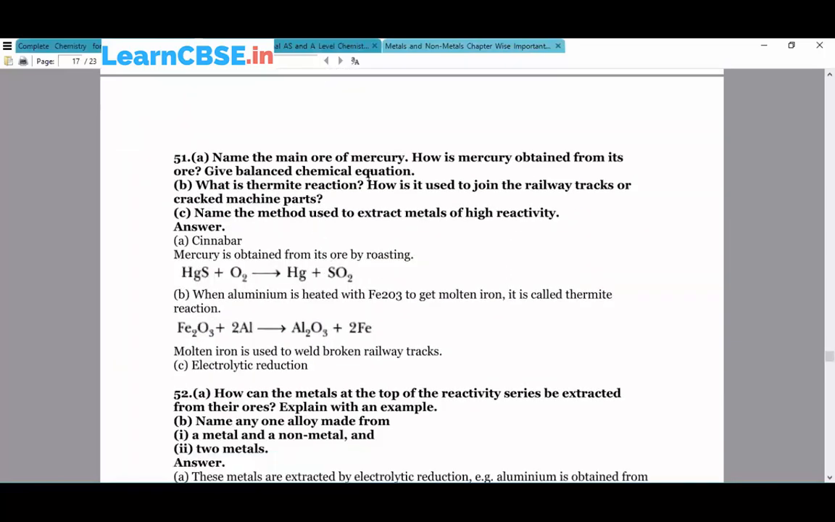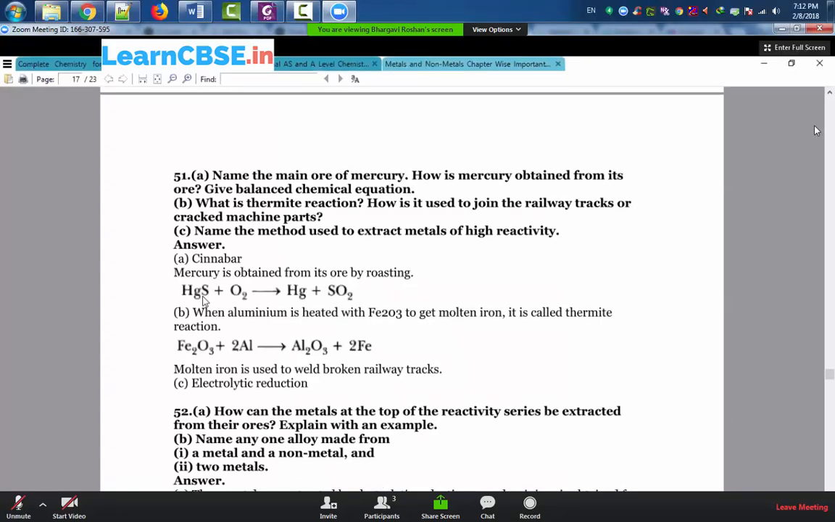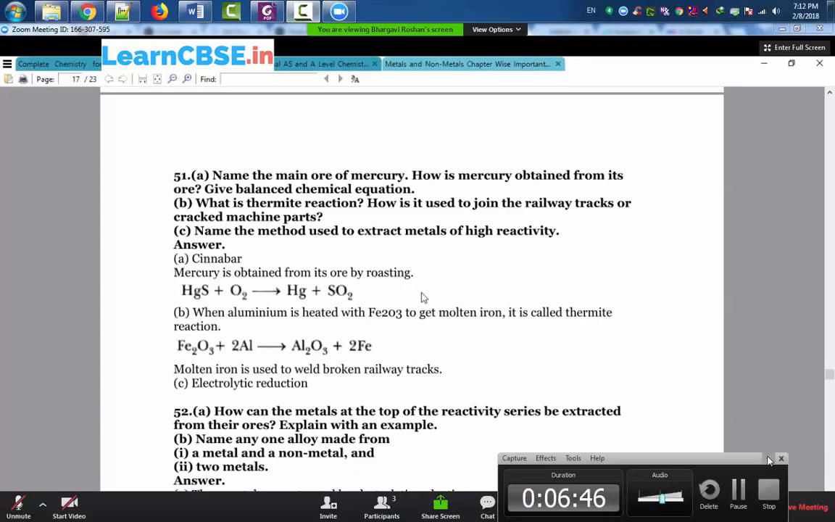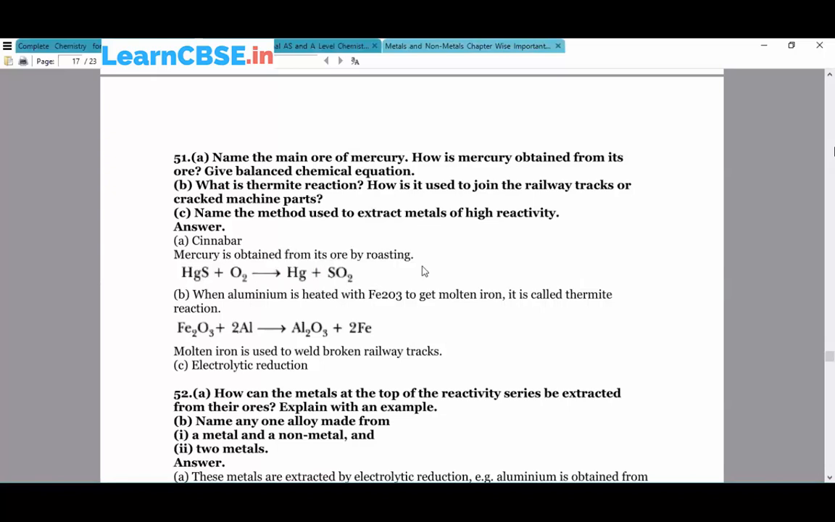Name the main ore of mercury. How is mercury obtained from its ore? Give balanced chemical equation. So cinnabar is an ore of mercury. Its formula is HgS. Mercury is obtained from its ore by roasting. Roasting is nothing but heating in the presence of oxygen. So that we call roasting. HgS plus O2 gives Hg plus SO2.